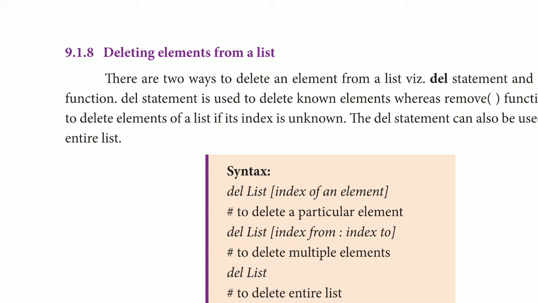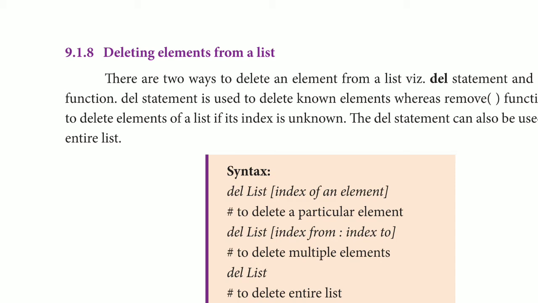So here we can see the difference between the del keyword and the remove function. If you know the index value of the position of the element which you want to delete, then you can use the keyword del. If you don't know the index position of the element, then you can use the remove function. Del is a keyword and remove is a function. You have to understand these two things: one is a keyword and another is a function.